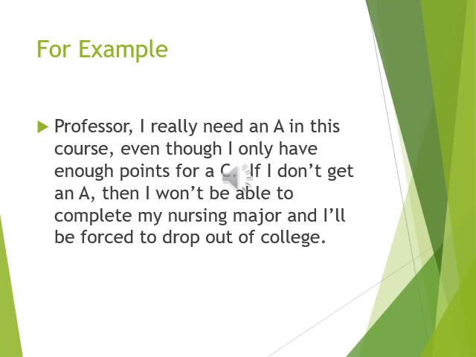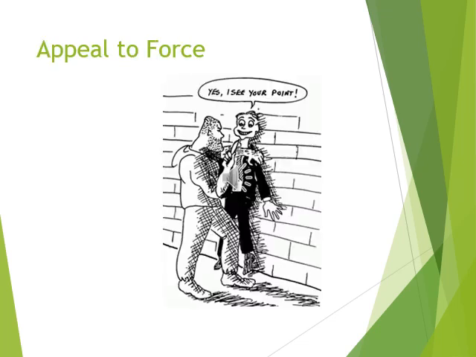Now, we can assume that those claims are true. However, the problem is not that they're true, but rather are they relevant to the conclusion? And even if they were true, that isn't any evidence that this person deserves an A in the class, especially when we know that they only have enough points for a C. This is an example of an appeal to pity, where there's no evidence for the conclusion except for the feeling of pity that this person attempts to evoke from the professor.